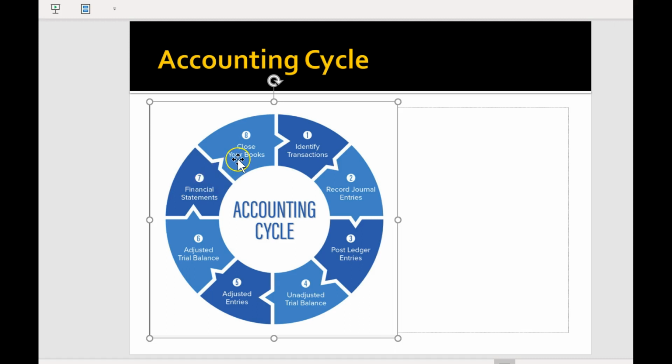Okay, the last step of this cycle is to close the books. I'm going to talk about what that means, but this is the end of the accounting cycle. So this is the end of the month or the quarter or the year, whichever accounting period your company has picked. And the next month we start all over again. So when we talk about a cycle, it is a circle that goes again and again each period.